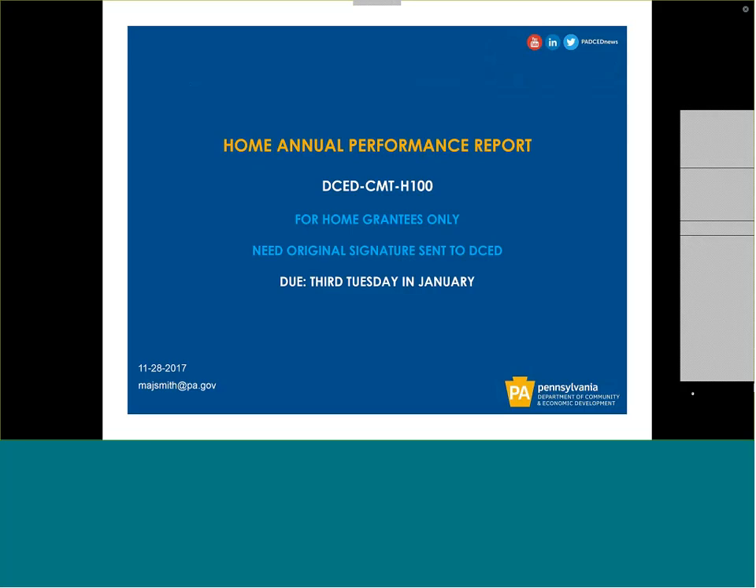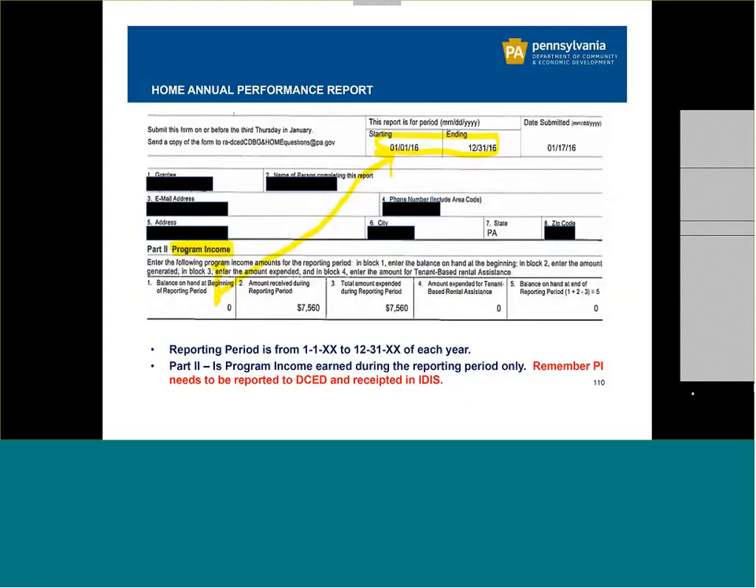Okay, so this is the HOME annual performance report. Again, it's for HOME grantees only. It does require an original signature to be sent to us, and it is required the third Tuesday of January. And believe me, this one we get a lot of issues.